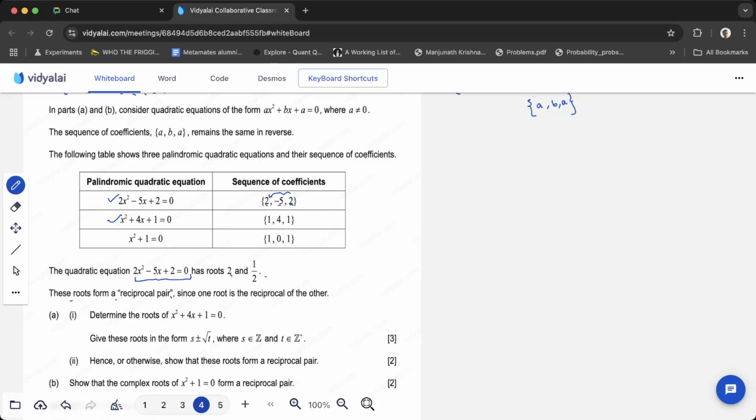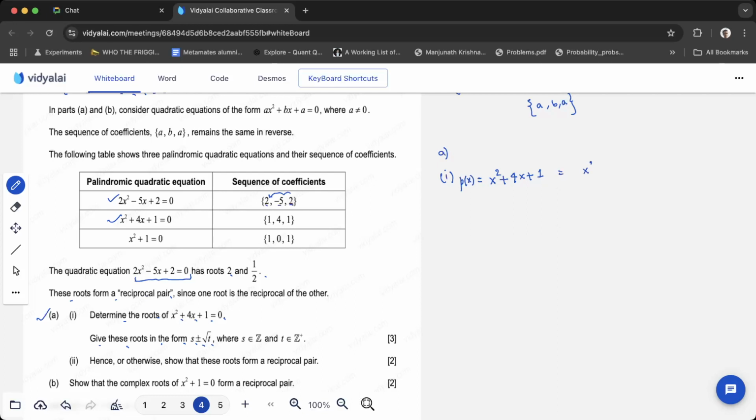So the first question asks, determine the roots of x squared plus 4x plus 1 equals 0. Give these roots in the form s plus or minus square root t, where s is an integer and t is a positive integer. Because we can take the square root of a positive integer, that would be a real number. So we'll have real roots. We can solve this quadratic equation by completing the square. So if I just write this polynomial, let's say this is p of x.